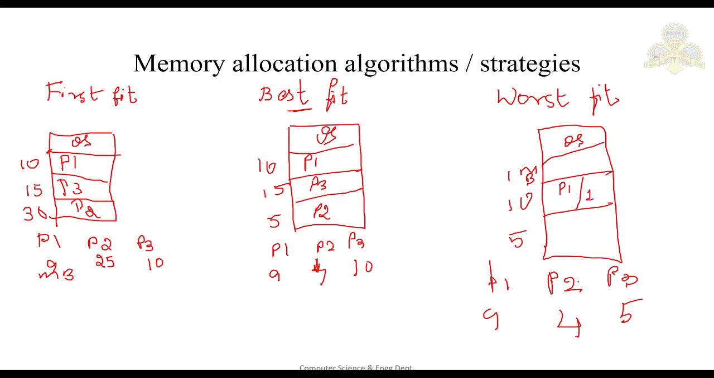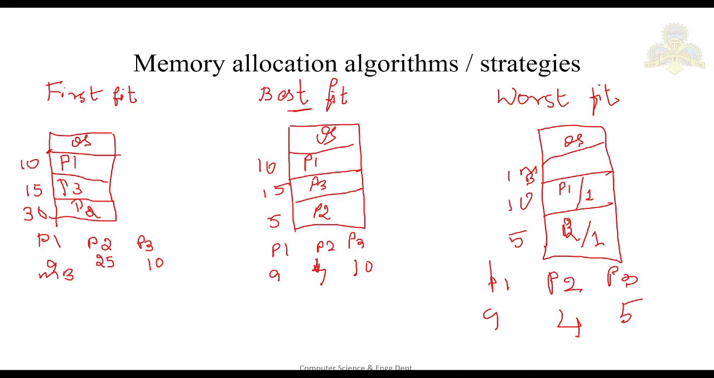Then you have process P2, which is 4 MB. The size of the process is 4 MB. So you search again from the starting, right? The 1 MB slot is there, the 5 MB slot is there. Of course, you cannot keep it in the 1 MB slot, so you keep P2 in the 5 MB slot. Again, 1 MB is wasted by your process P2. Basically you have to find the largest hole.